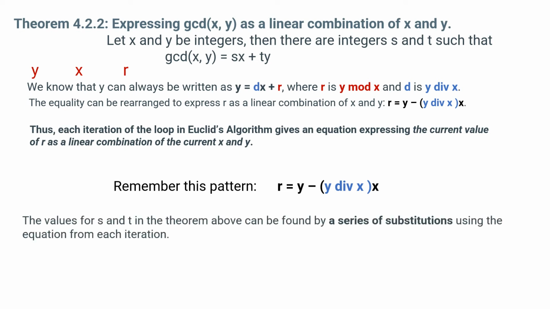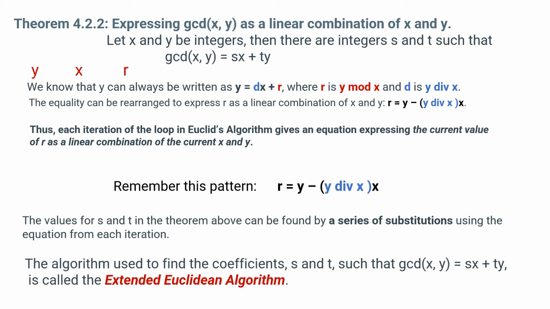And so what we're going to find here, you'll see us do it in a second, we're going to be able to find those certain s and t that we know exist. We're going to find them by doing a series of substitutions using that equation that we can find through each iteration. This r equals y minus y div x times x.